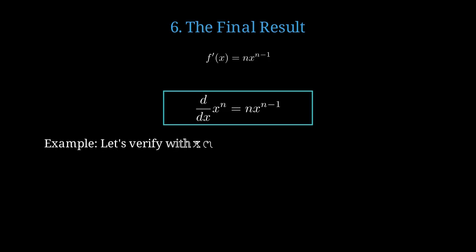Let's verify this with a concrete example. Consider x cubed. The derivative of x cubed equals 3 times x^(3-1), which is 3x squared. Let's review the key steps in our proof.